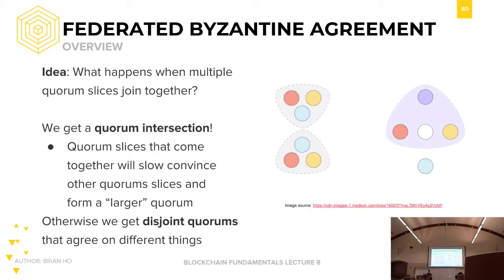And what do we actually want? What happens when we join these quorum slices together? We get this quorum intersection, where quorum slices slowly come together and convince other quorum slices to come to the same agreement and forge a large quorum without having to independently trust everyone in this quorum. You just have to trust the people that you're doing business with. Otherwise, if you don't come to this quorum intersection, you get disjoint quorums, which means that you agree on 2 different things. This GIF shows what happens. You have 2 different quorums and they overlap, meaning that everyone comes to the same agreement.